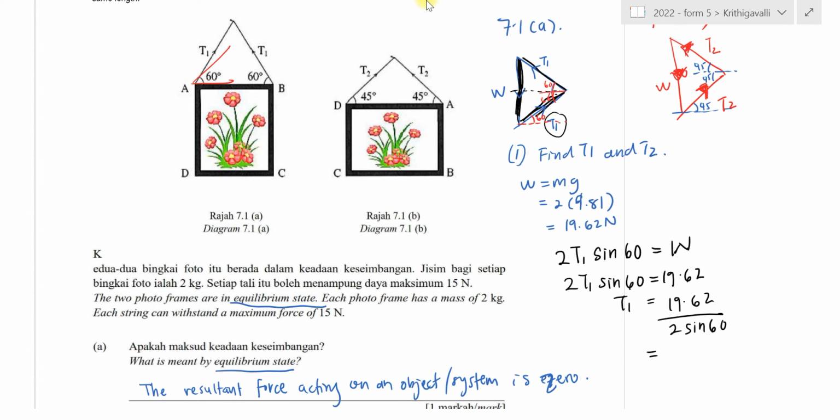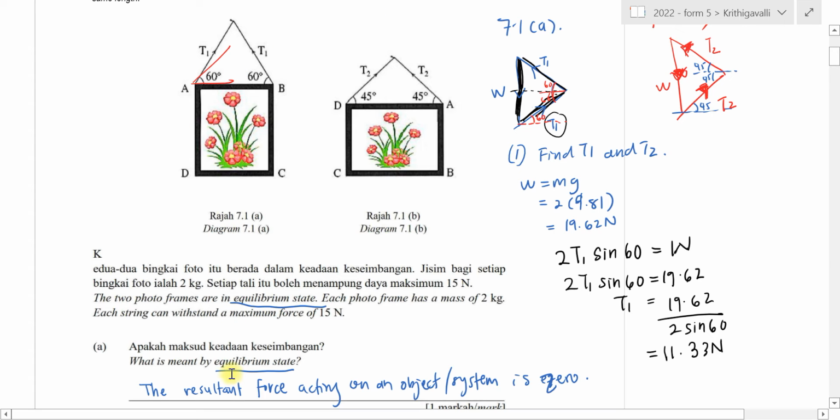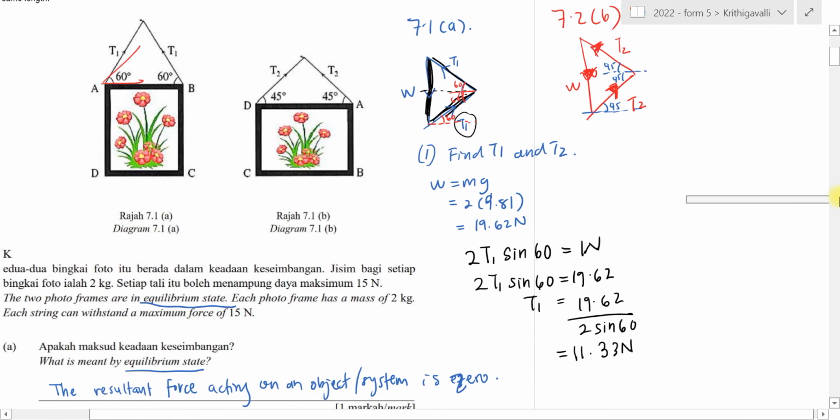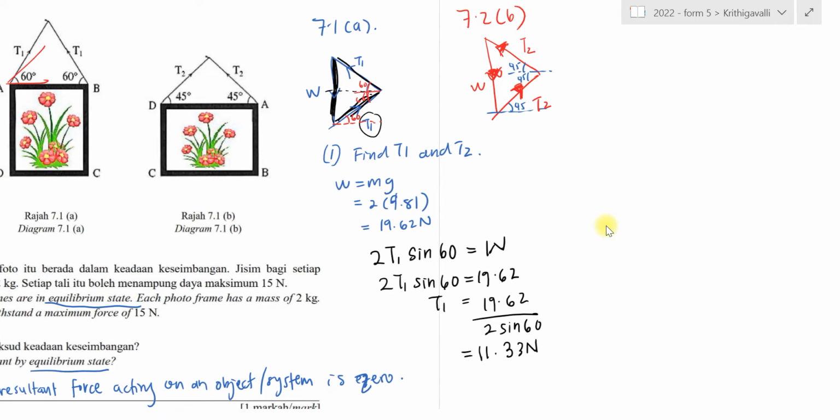Which you will get 19.62 divided by 2 sine 60. So I'm getting 11.33 Newton for T1. Okay, and then this one is for T2. So this T2, we split into two.